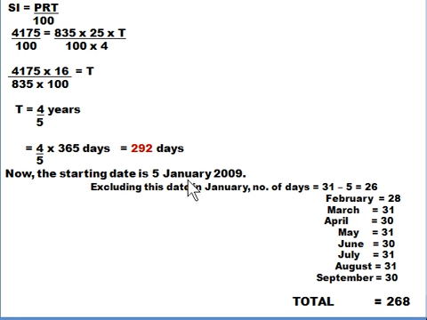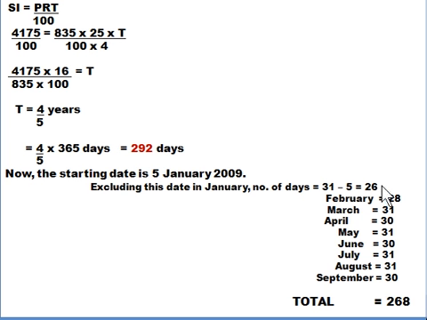Now the starting date is 5 January 2009. 2009 is not a leap year because it is not divisible by 4. So excluding the date in January, because I am going to include the ending date, the total number of days will be 31 minus 5, which is equal to 26. Why 31 minus 5? Because the total number of days in the month of January is 31. In the month of February there will be 28 days. Similarly, March will be 31, April is 30, May is 31, June is 30, July 31, August 31, September 30.